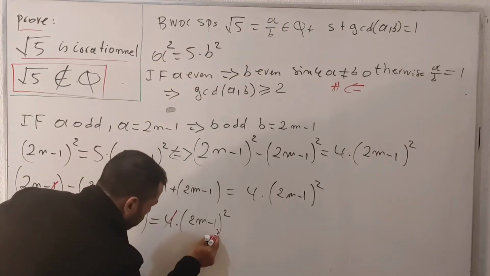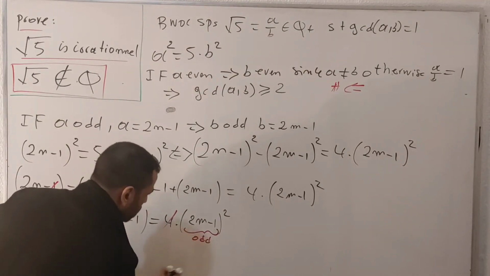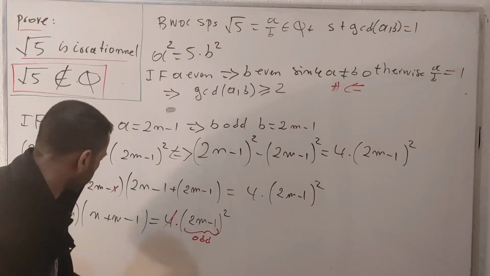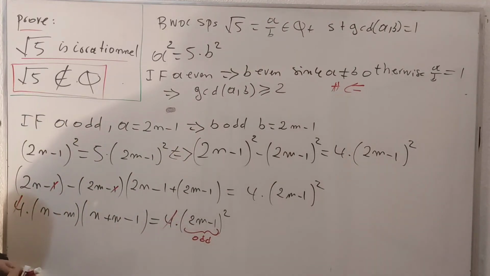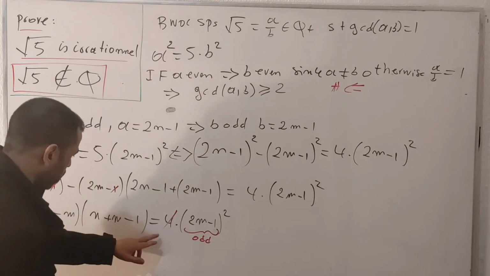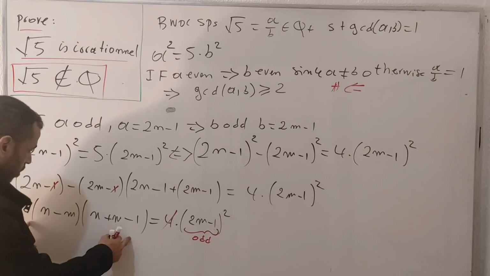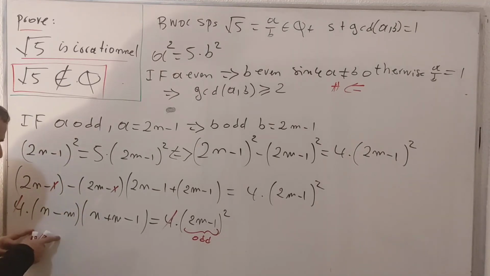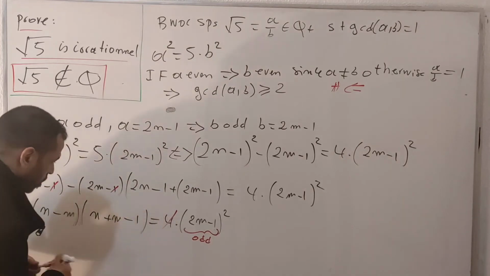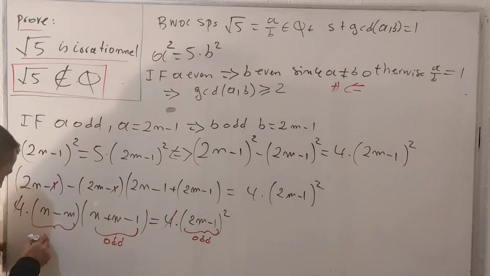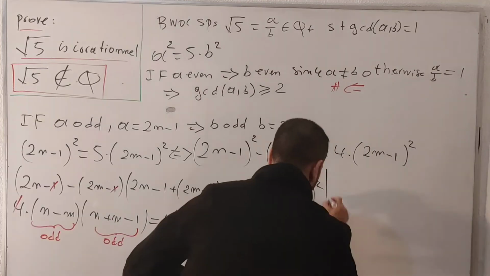As you know, this is odd because it's written in the odd form, like this. So to get odd, that means the left-hand side of this equation must be odd as well. Since we have this product, that means each term is odd, because odd multiplied by odd always gives odd. That means this one is odd. Also this one is odd. I will have two things.